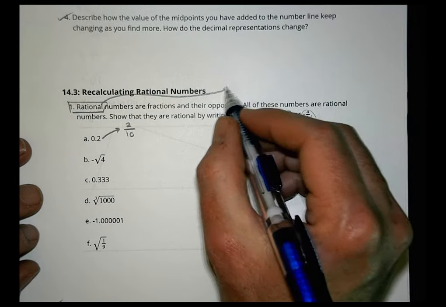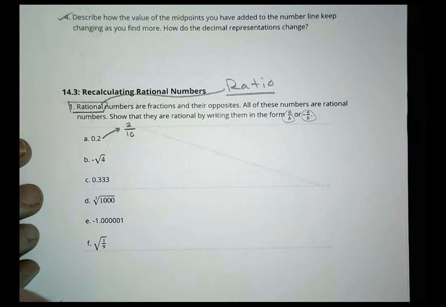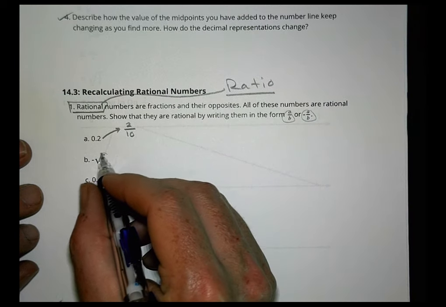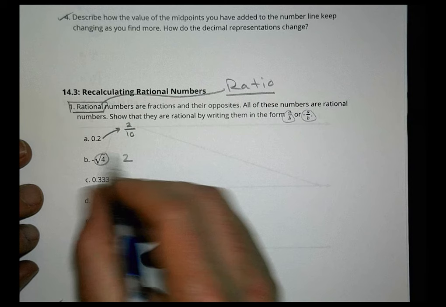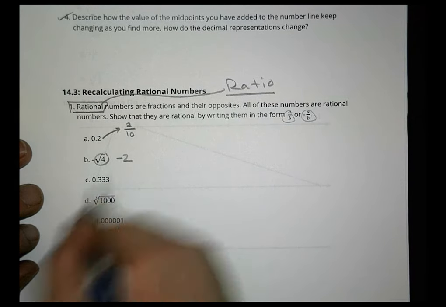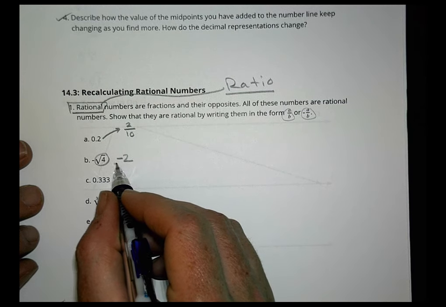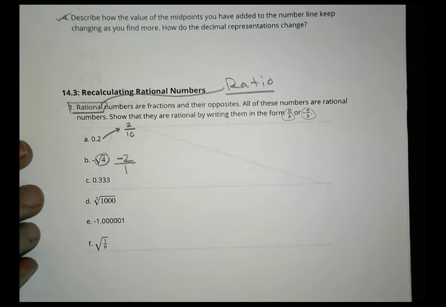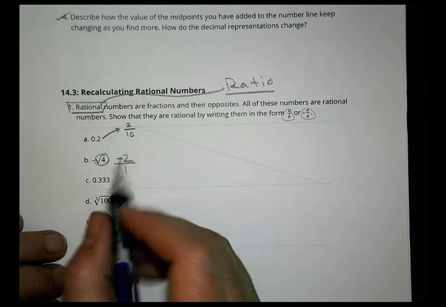Remember, the key word in rational is ratio, right? And that's what a fraction is. It's a ratio, 2 out of 10. Now this one, let's look at this part first. The square root of 4 is 2. Now it's negative, so we keep a negative there. Is that a ratio? No. But we also know that we could do this. Now it is. Any number over 1 is a fraction. And I can write over 1, it stays the same, so it's negative 2 over 1.